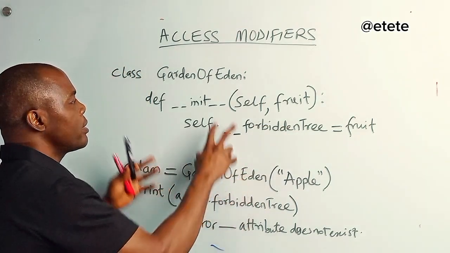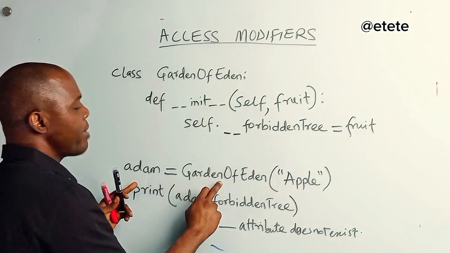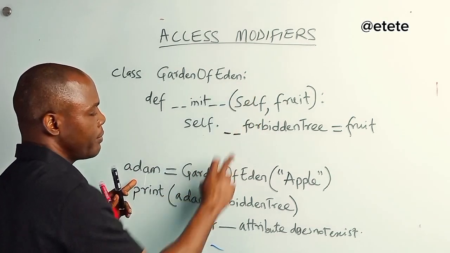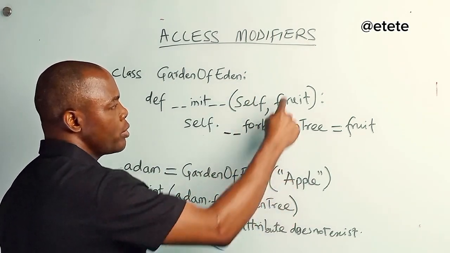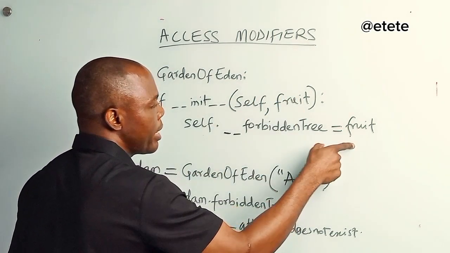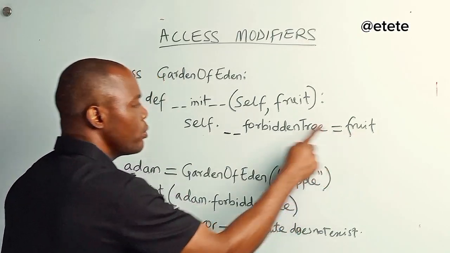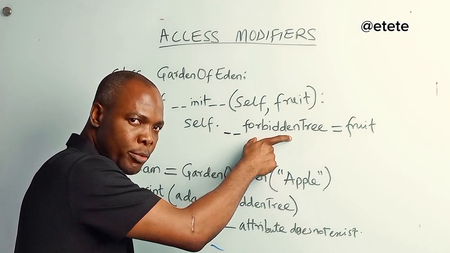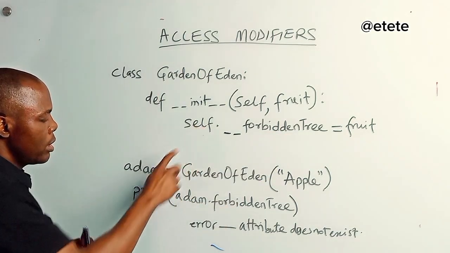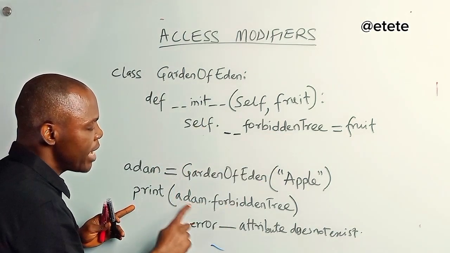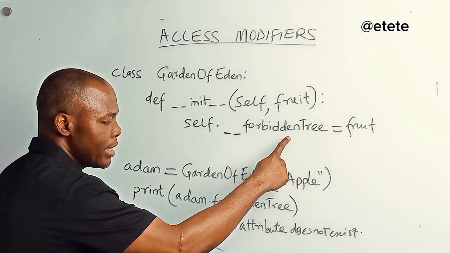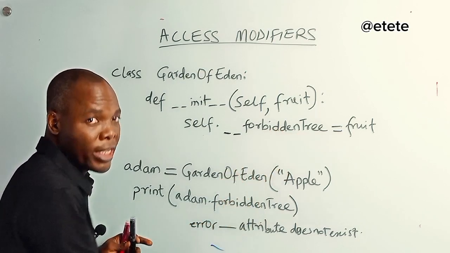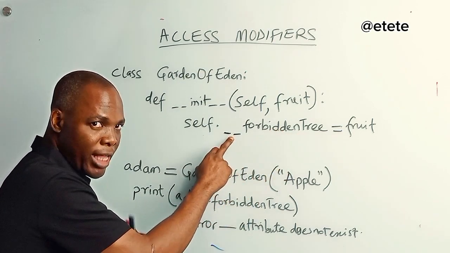So what happens is when you write this program and then you are creating an instance of this class, this Adam will be given to self, this apple will be given to fruit, then it will come in. So the apple will be given to this forbidden tree, which is an attribute for this. So when you now come here and you are trying to access it, it will tell you it doesn't exist, that this garden doesn't have it. That is what is happening here.